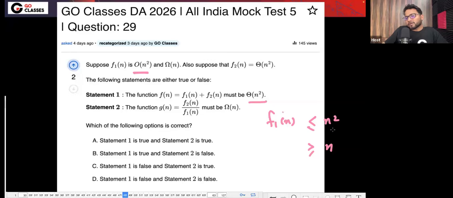Yes, obviously this is less than or equal to n square, and this is n square, so n square will definitely dominate. So statement 1 is true.